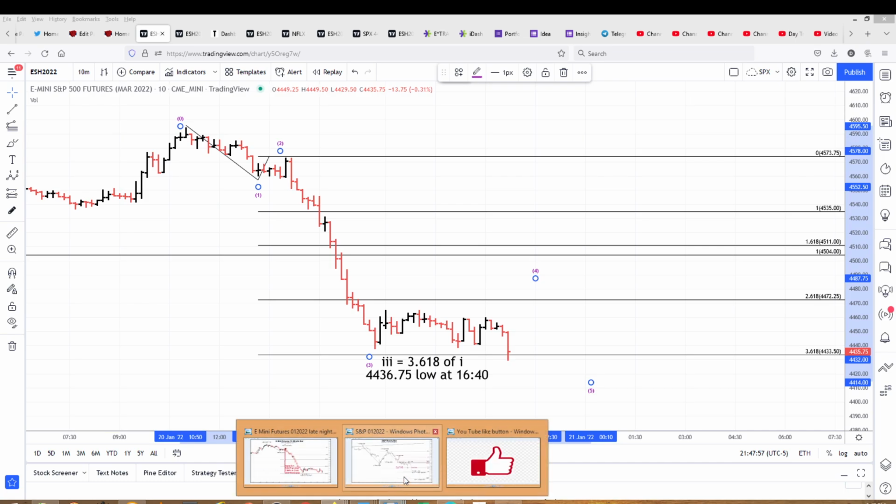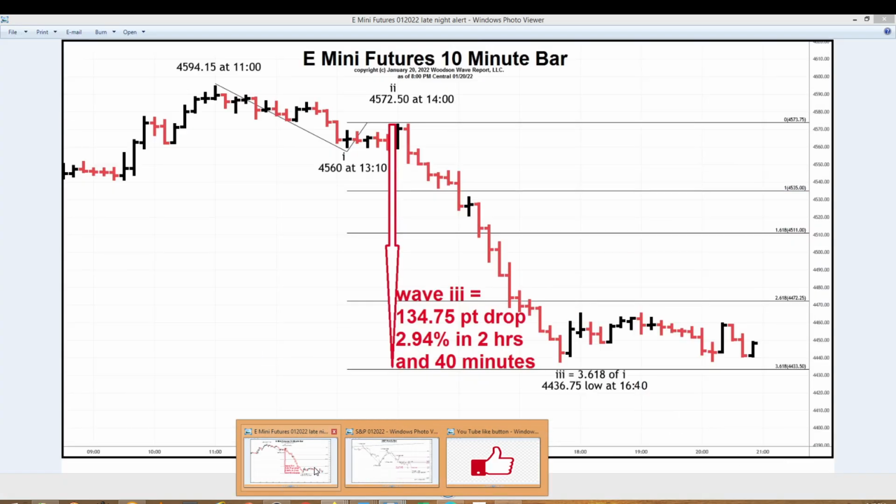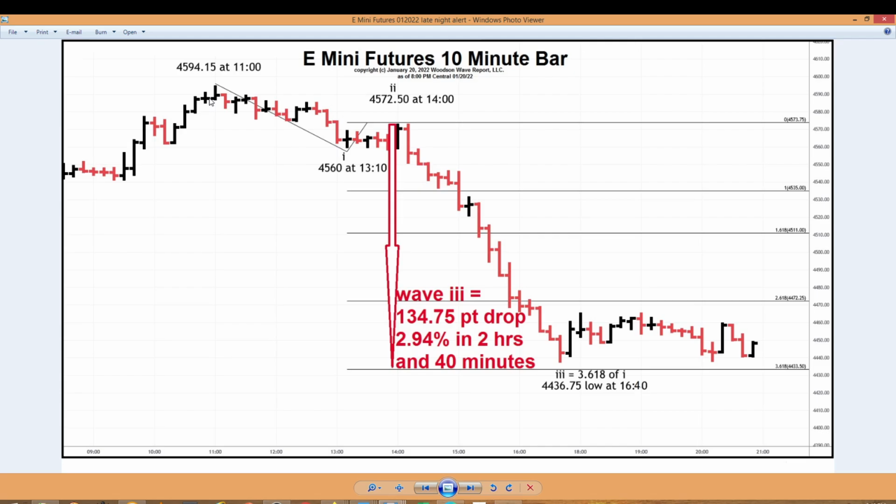I want to show you guys a pic of this. It's right here. There's that same chart we were showing you. That's at 11 o'clock. There's at 1310, there's 1. At 1400, there is 2. And at 1640, 2 hours and 40 minutes later, 134.75 point drop, almost 3% in 2 hours and 40 minutes, and there's the 1 bar.